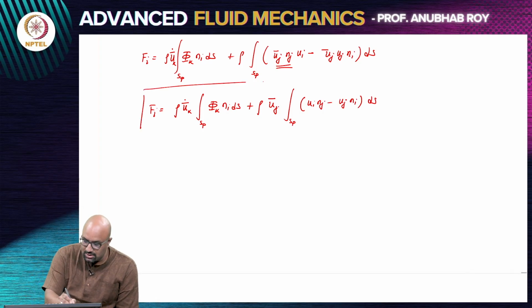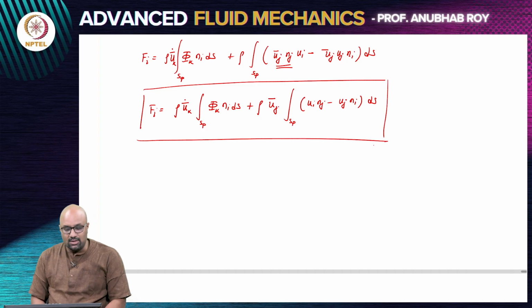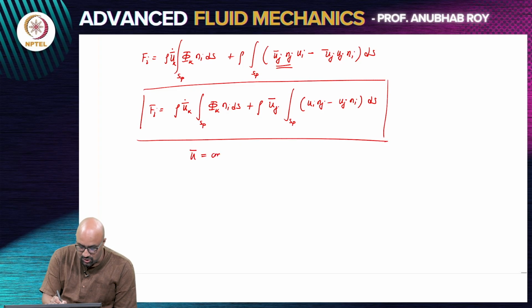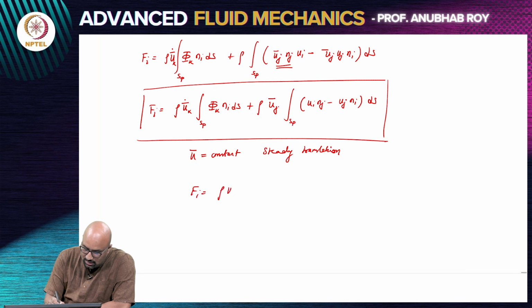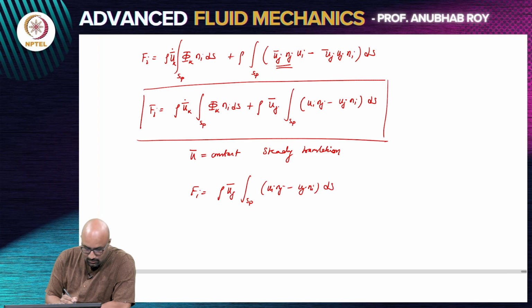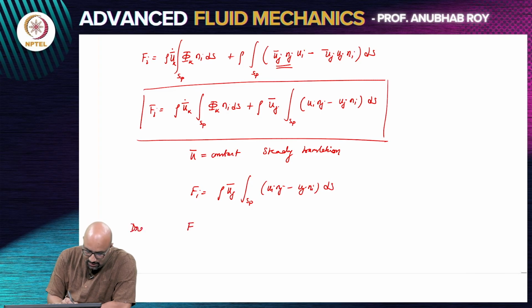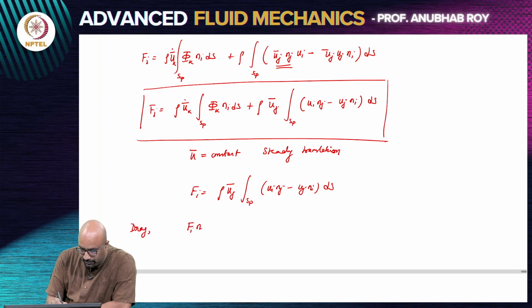So this is the force that a body is going to experience irrespective of its shape when it is translating with a velocity ū. Now if ū was a constant, which means steady translation, then F_i is rho times the integral over S_p of (ū_j n_j u_i minus ū_j u_j n_i) dS. Now what is drag? Drag is the force that is along the direction of its motion.